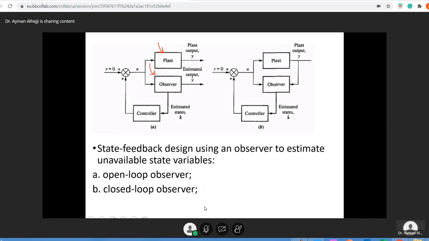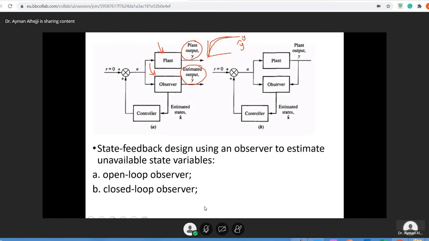From this observer, we have a feedback controller. So when we measure the outputs of the system, I will have two responses: one for Y and one for Y hat. Y is the original plant output, and Y hat is the estimated output. This is usually measured to compare and to estimate Y hat if you cannot measure the states inside.